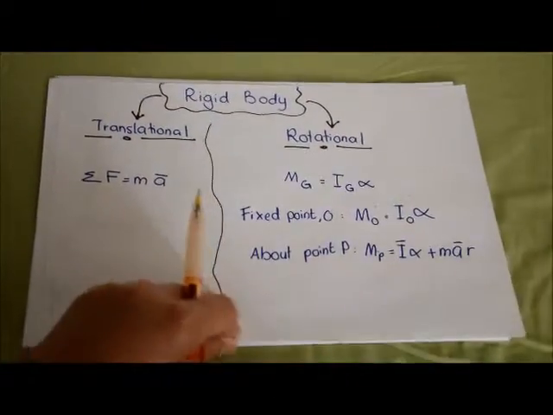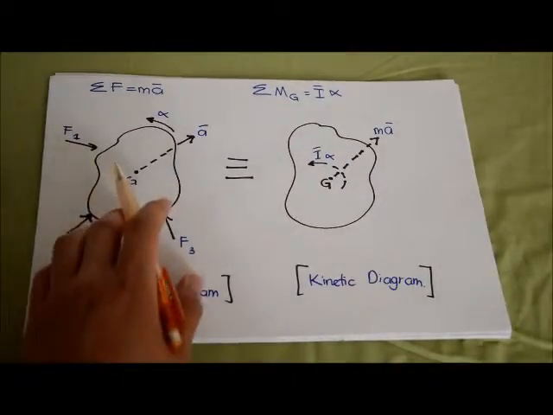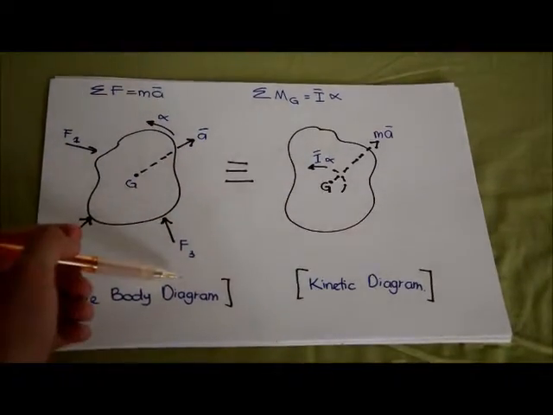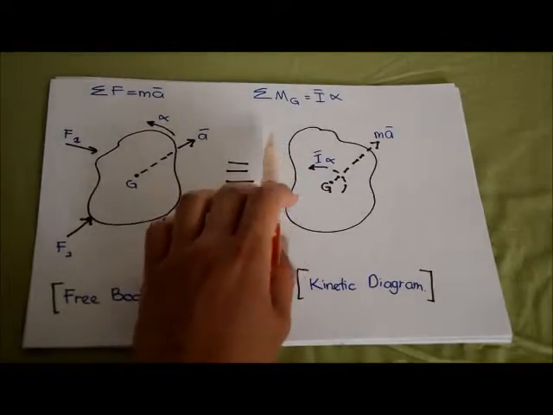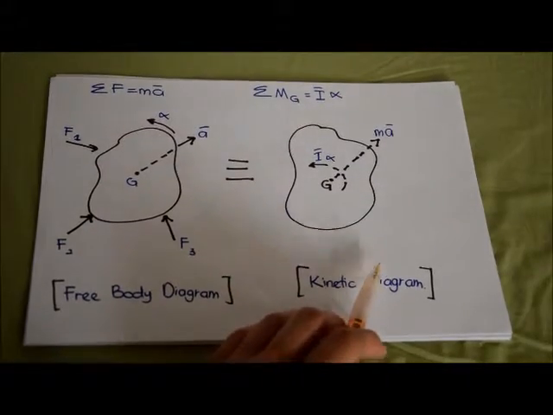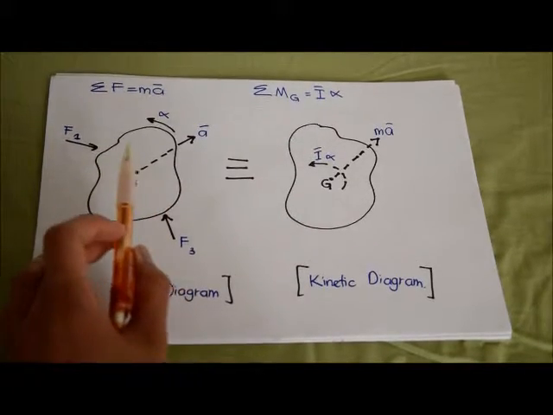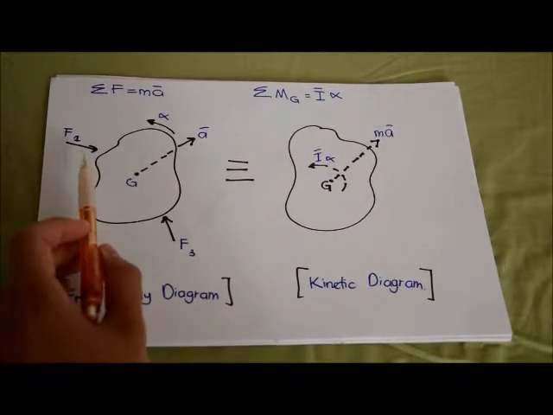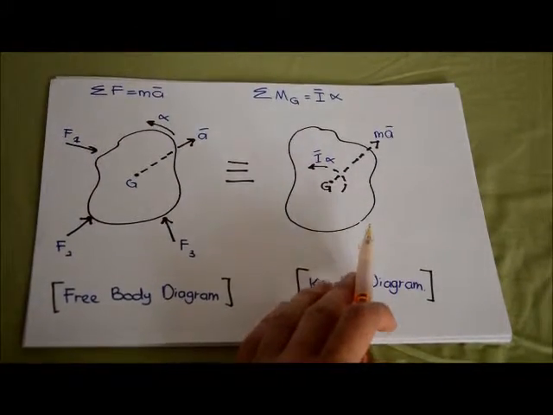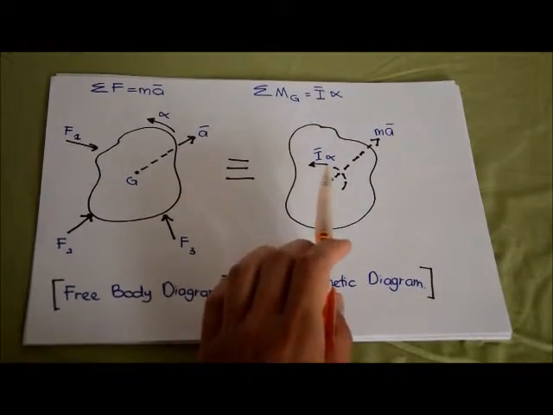To make it clearer, these two equations can be presented by these two diagrams. Generally, the summation of F equals m a bar can be presented by a free body diagram. However, the summation of M_G equals I bar alpha can be presented by a kinetic diagram. For the free body diagram, the body is acted on by the external applied forces, which can be presented by F1, F2 and F3. For the kinetic diagram, we can see that there is a moment about point G equal to I bar alpha.